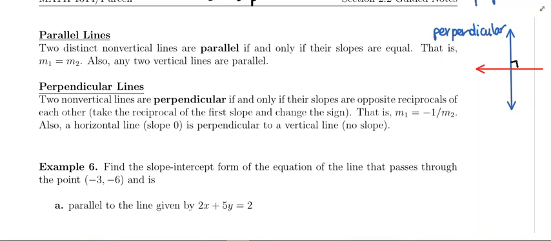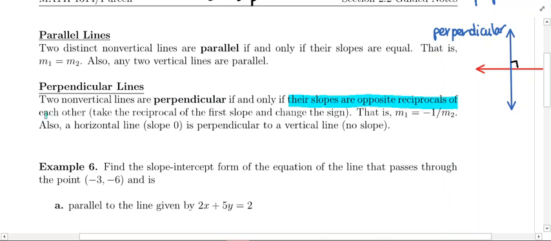So here's what you need to remember about perpendicular lines. If you have perpendicular lines, their slopes are opposite reciprocals of each other. Reciprocal means do the flip, and by opposite, I mean the sign changes. So if you start off with something negative, its sign is going to change to positive. If you start off with something positive, it's going to change to negative.